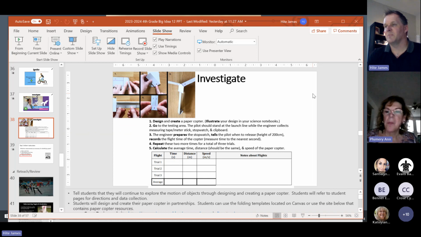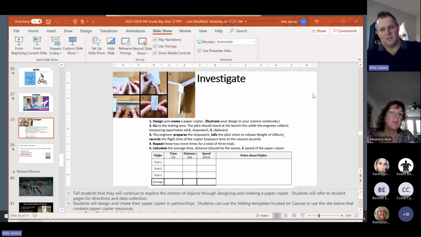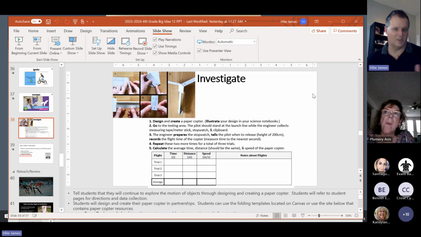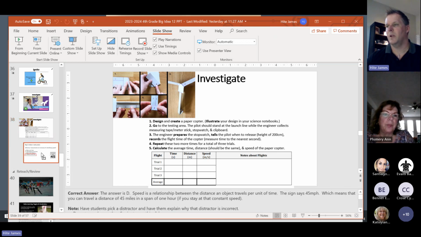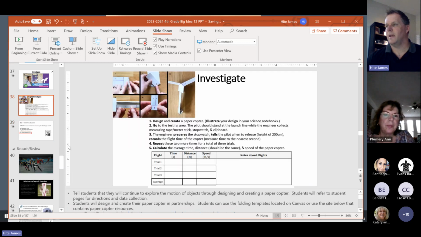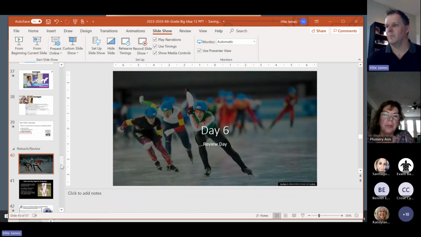Good point. Especially with the marble too, where you're measuring from. Some people I've seen measure from once the marble leaves the ruler, but I've seen also people include the ruler. As long as you're consistent, it doesn't matter. As long as you're doing the same thing every time, you should be good. Good point, good point. So they'll do that, and then we have a review day.